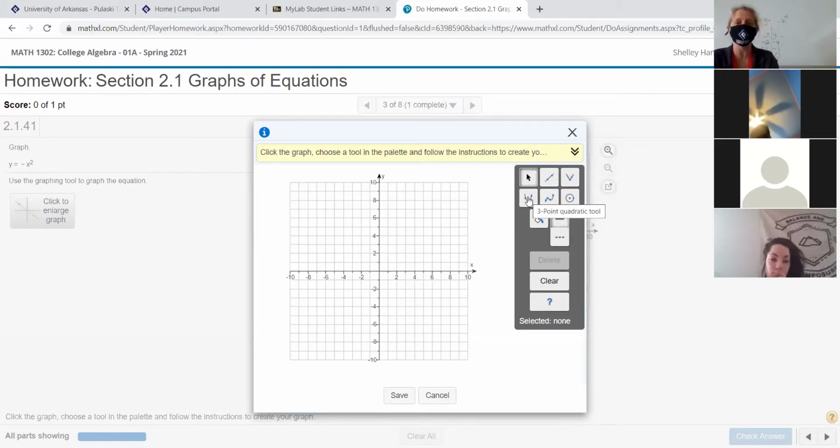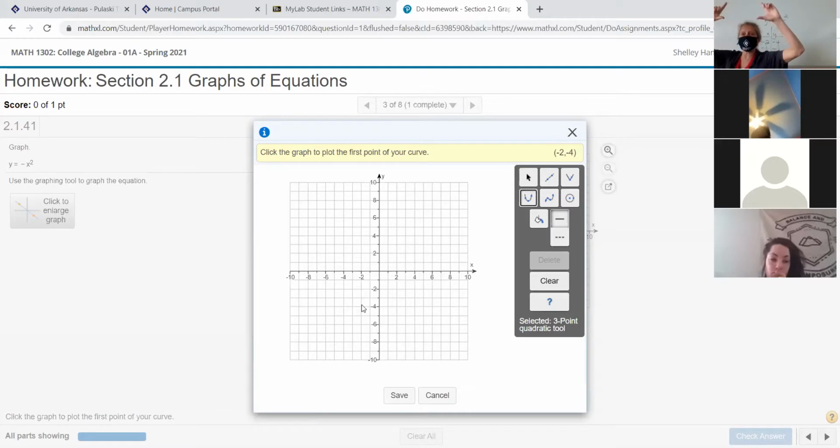So I'm going to click that U shape. Now, click the graph to plot the first point of your curve. So again, there's your cheat, right? Up in the right-hand corner of that yellow rectangle tells you where you are. I'm going to plot negative 2, negative 4. Do you see how this negative 2, negative 4 matches the coordinates in my yellow rectangle? That means I'm where I need to be, so I will put a point.